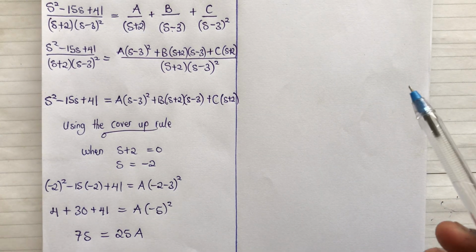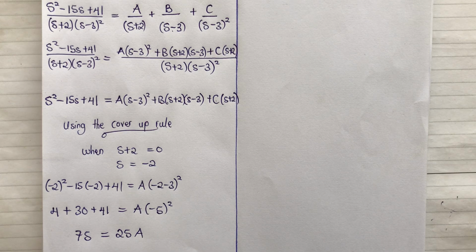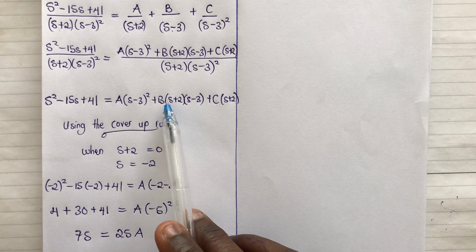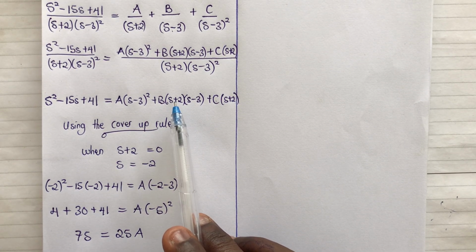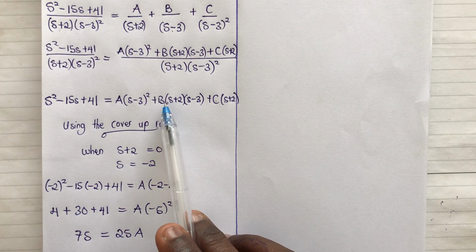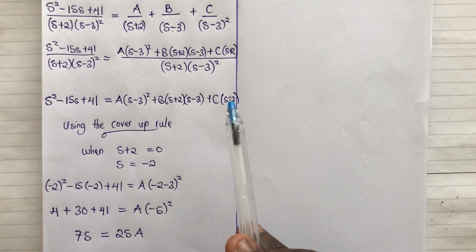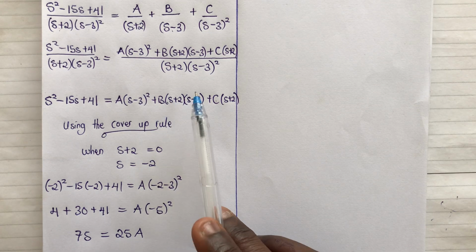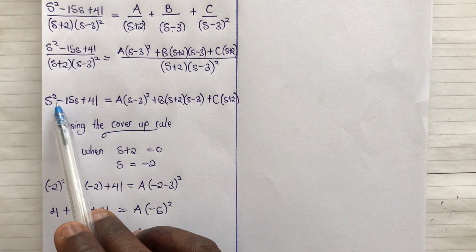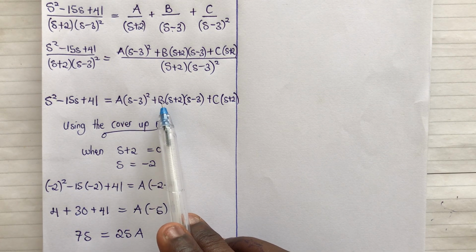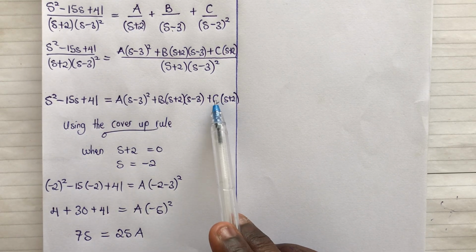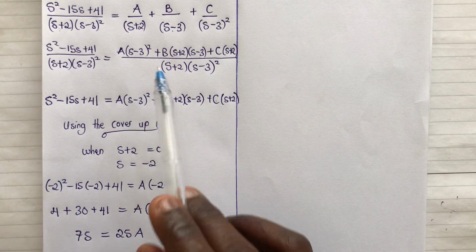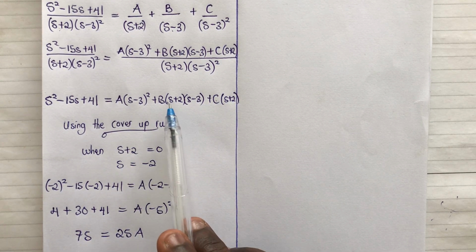So usually what I do is pick any random number, a number that will not make b 0. So we can pick a number like 1. When I substitute 1 here, I can find b. Or we can pick a number like, let's say, 4. So wherever we see s, we substitute the number 4. Don't forget that you already know the value of a and you know the value of c. So you can substitute them inside and it will be easy for you to find the value of b.